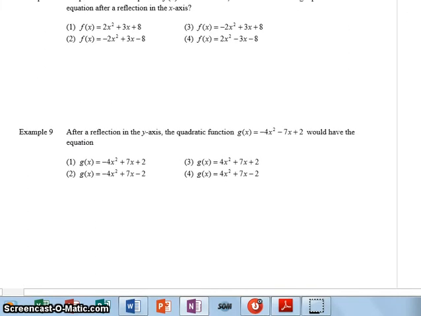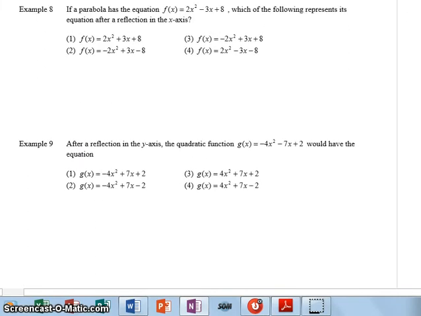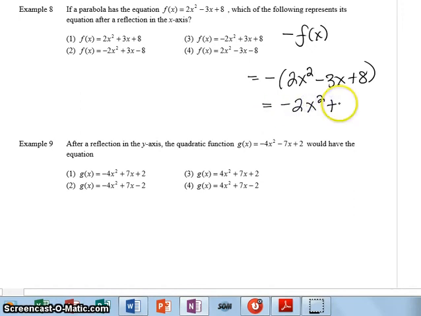Example 8. If a parabola has the equation of f of x equals 2x squared minus 3x plus 8. Which of the following represents its equation if a reflection of the x-axis? So x-axis, you think, negate the whole function and you distribute it. So that would be negative parentheses 2x squared minus 3x plus 8. You change all the signs and it would produce negative 2x squared plus 3x minus 8. So again, change all the signs, and that is going to be choice 2.